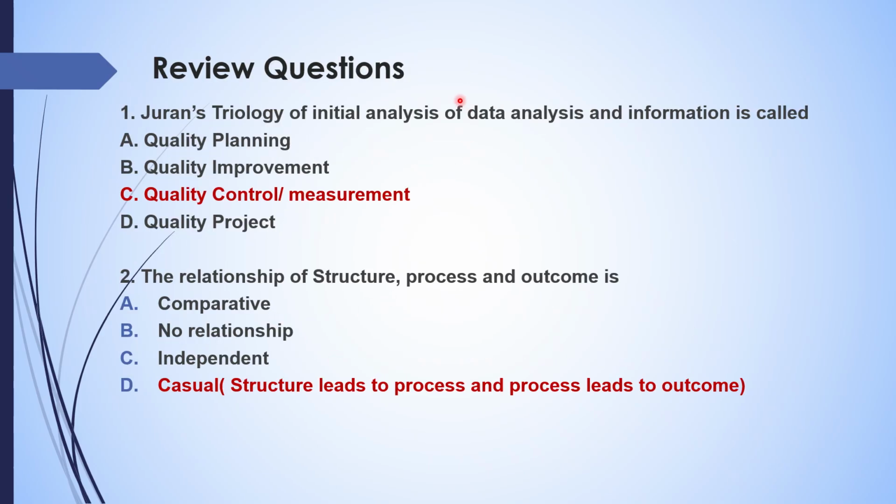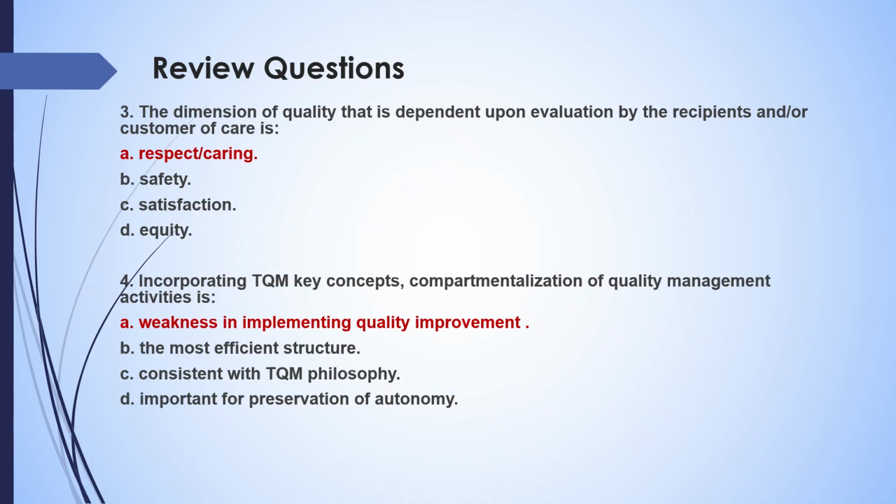Then, Juran's trilogy of clinical initial analysis of data analysis and information is called. So when we review the analysis and the data, when we measure the data, this is not quality planning or quality improvement or quality project. The answer is quality control or measurement. So when it comes to data, it is a control or measurement. The relationship of structure, process, and outcome is causal, because the structure leads to process and process leads to outcome. We already talked about this in the theoretical aspect.